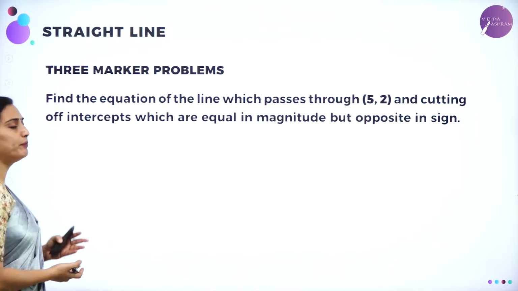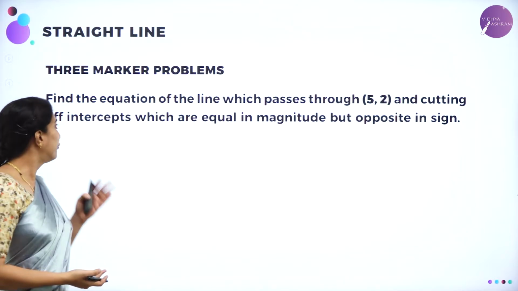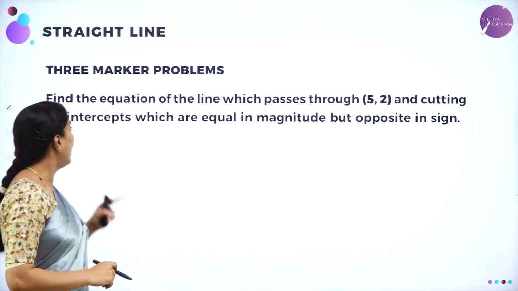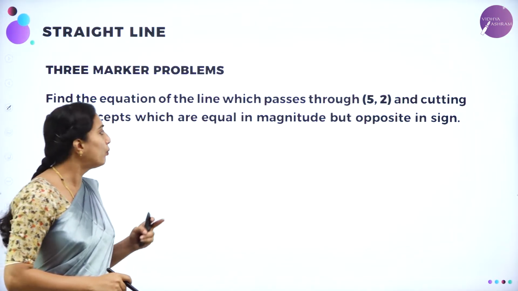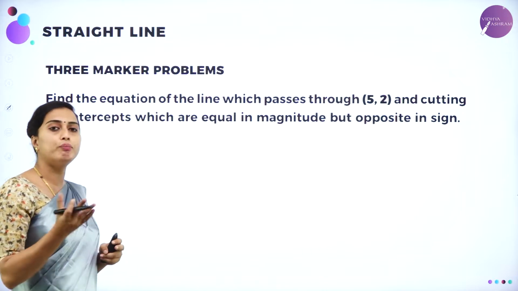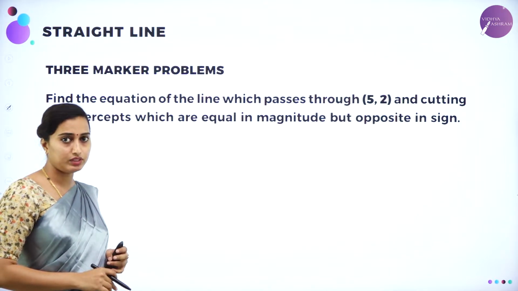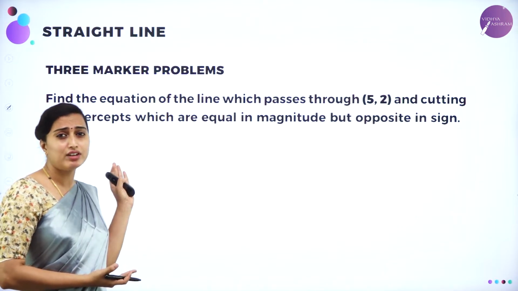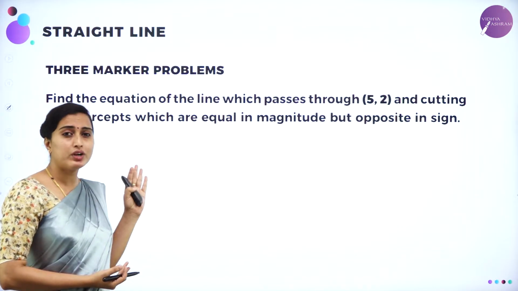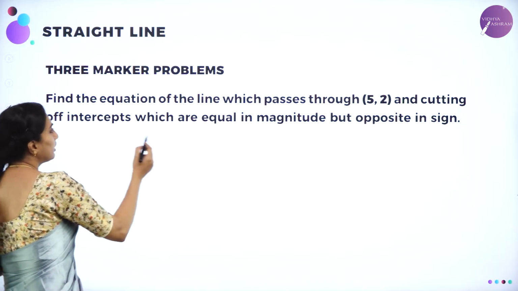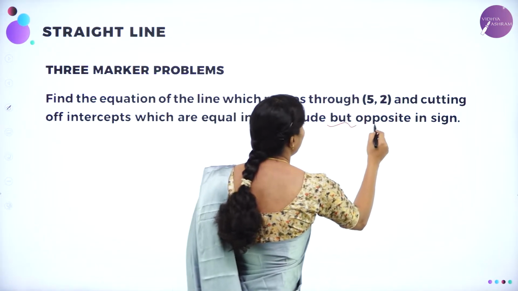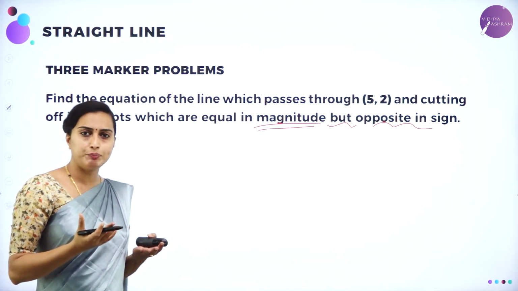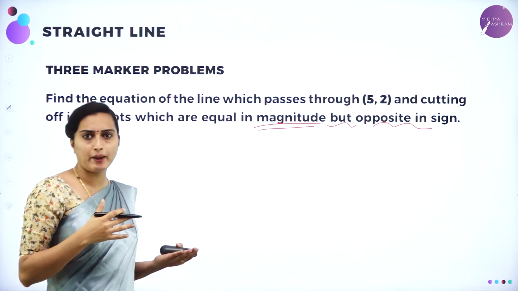What is the first problem they have given here? 3 marker. Find the equation of a line which passes through 5, 2 and cuts off intercepts which are equal in magnitude but opposite in sign. So equal in magnitude and opposite in sign is nothing but the intercept form only. What is the intercept form? According to the given, which is opposite sign with equal magnitude, a will be equal to b only, or b will be equal to a.